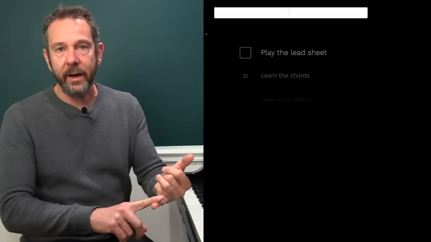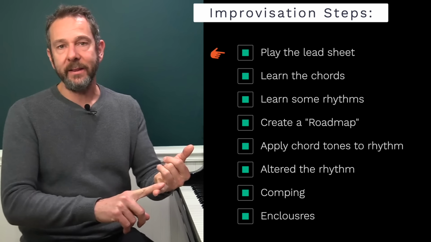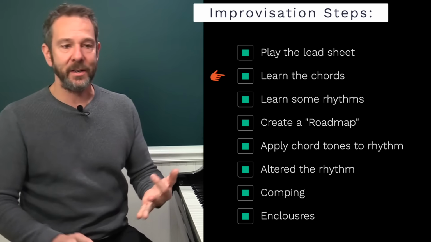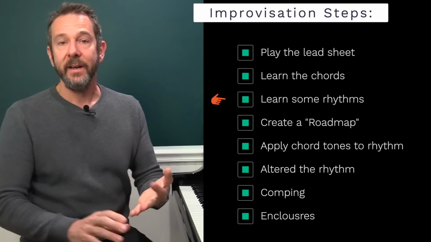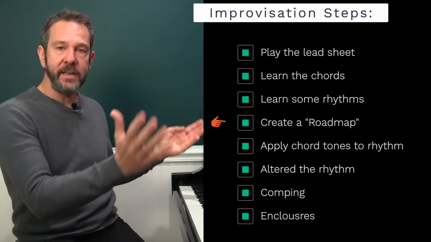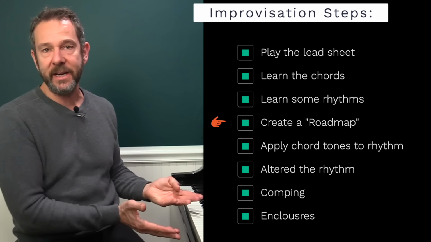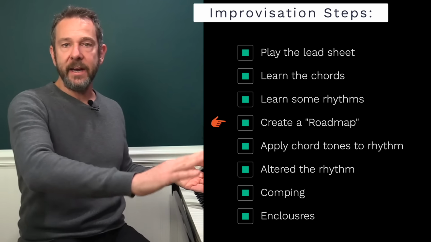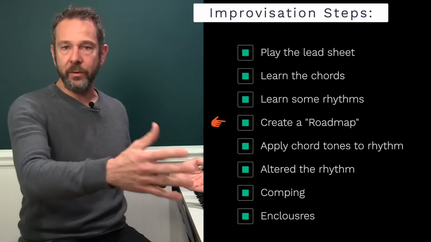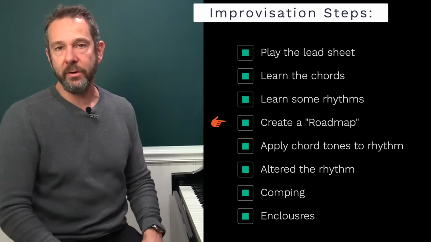So to review again, where do we start? Number 1, we learn how to play the lead sheet. Number 2, we learn the chords. Number 3, we learn some rhythms. Number 4, we now create a basic shell, a basic roadmap of our improvisation using our chord shells and just simple chord tone whole notes, right? Hitting the root, 3rd, 5th, or 7th using chord tones.